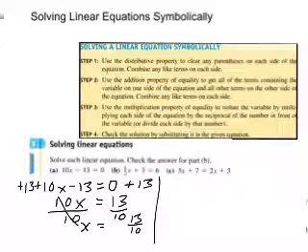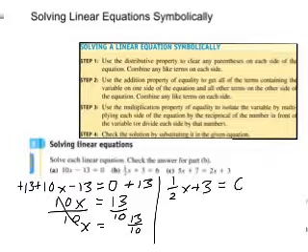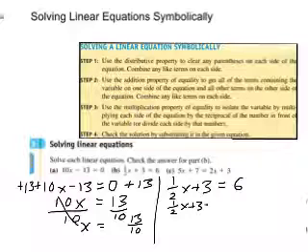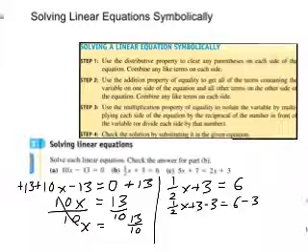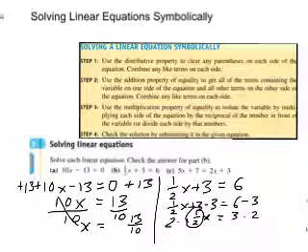Let's do B. 1/2 x plus 3 equals 6. Again, additive property first. We'll add 3. 1/2 x plus 3, actually we'll subtract 3. Minus 3 equals 6 minus 3. Same thing both sides. So we get 1/2 x equaling 3. Now we multiply both sides by 2, which is the reciprocal of 1/2.